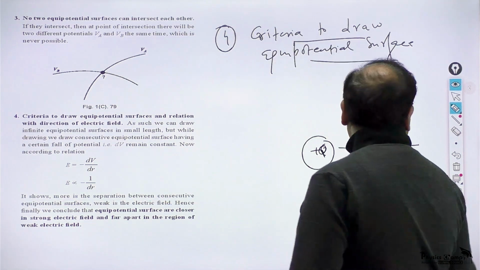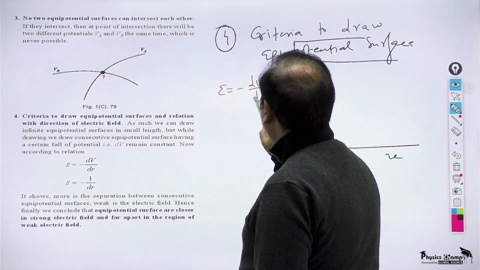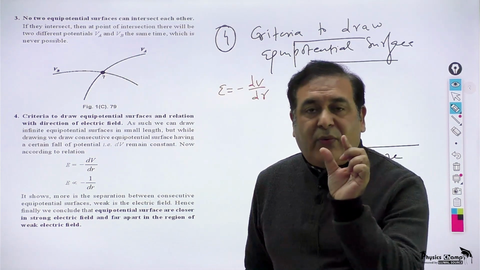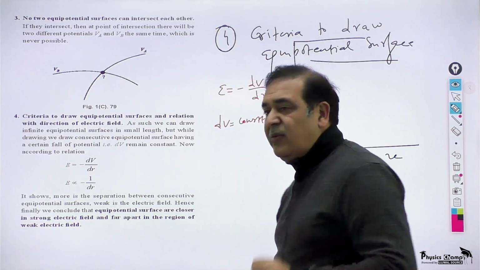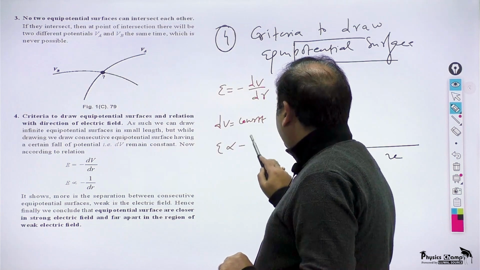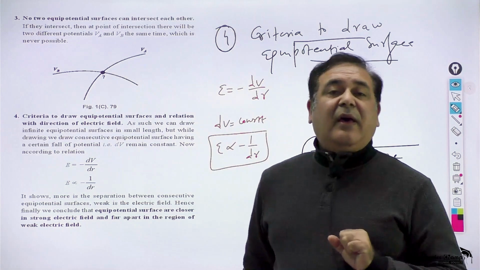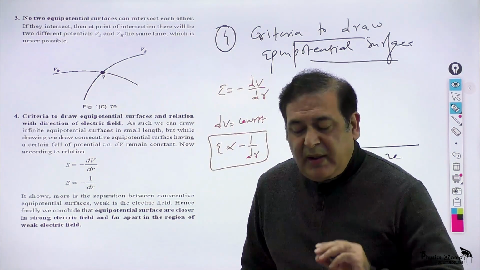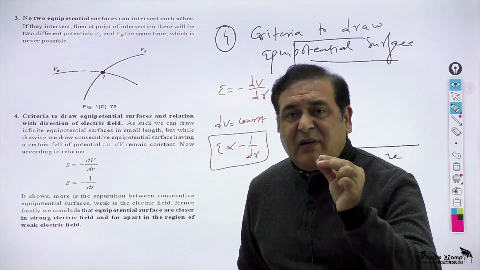So I have this relation which we have just proved, E is equal to minus dV by dr. Now what does dV stand for? dV stands for fall of potential. Let's make dV constant. If we make dV constant, it means I can say E is inversely proportional to dr, and also I can say that we draw equipotential surfaces so that every next equipotential surface has a certain change of potential.